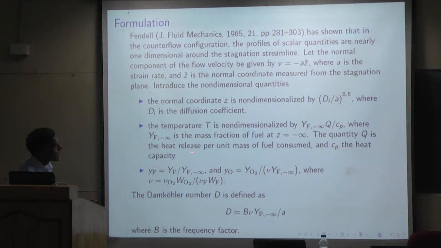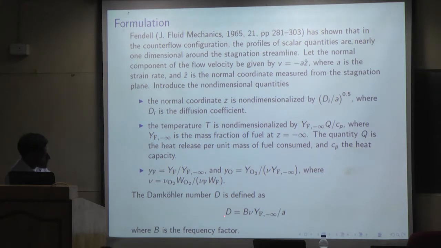All right. And then also we define a few of these normalized variables. You define Y_F, which is Y_F divided by Y_F at minus infinity. Y_O is Y_O2 over that, okay? And there's a parameter mu. And this is a very important number with the Damköhler number that appears.